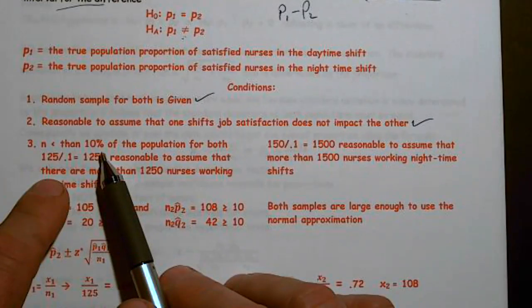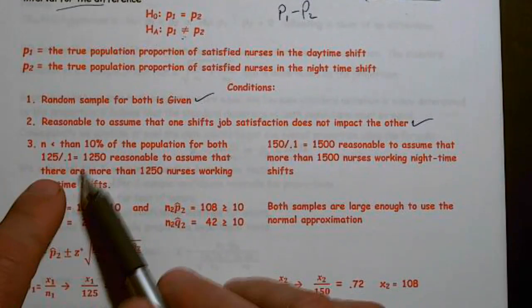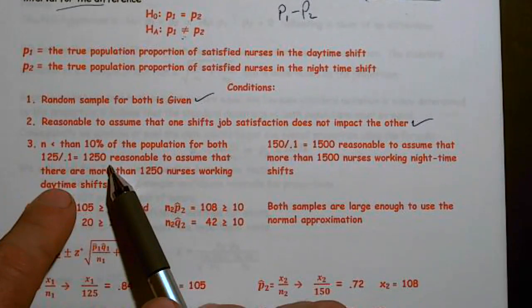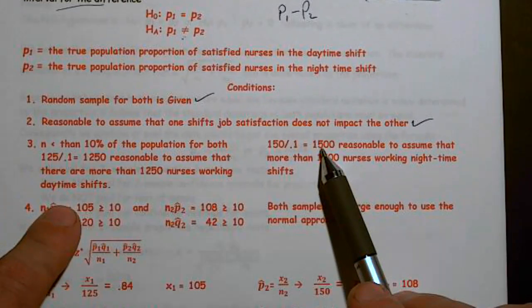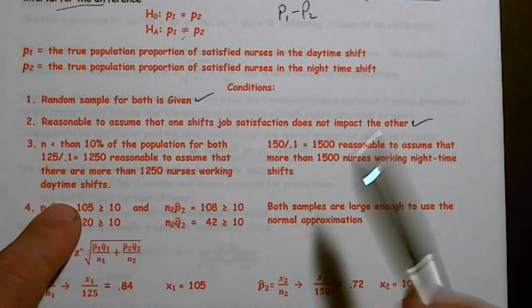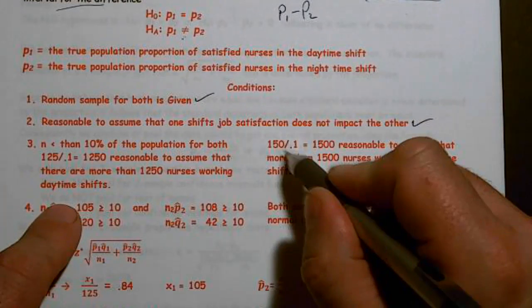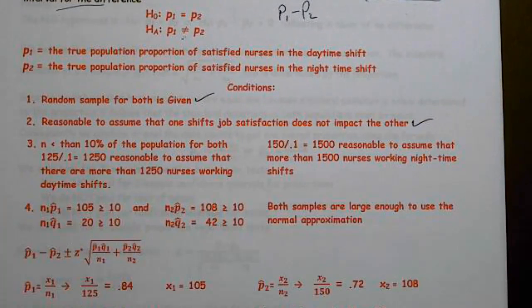n is less than 10% of the population for both. How do we know? Well, we assume that there are at least 1,250 nurses working daytime shifts and at least 1,500 working nighttime shifts. You can always do 150 times 10 and 125 times 10 if you prefer. Make sure you address both.